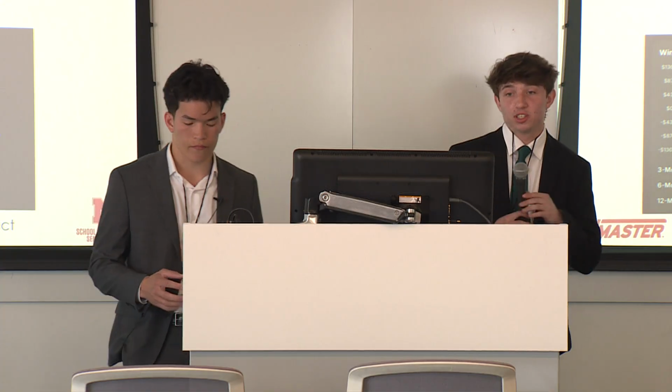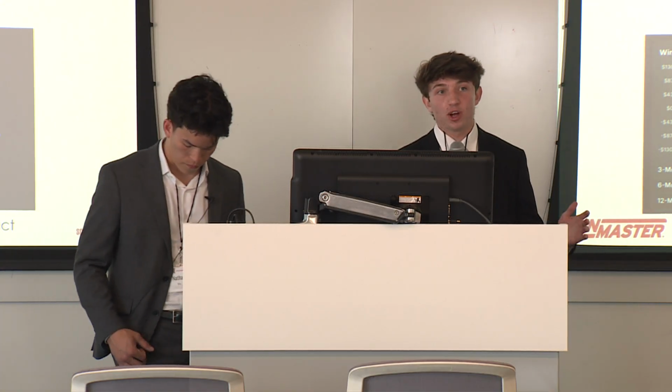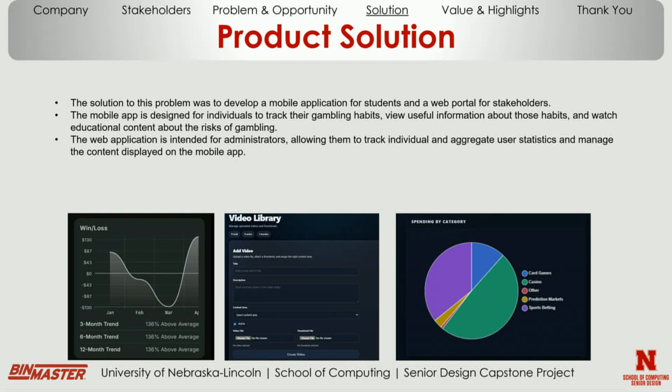Hi, I'm James. The first part of our product solution was to develop a mobile app where users can track their own gambling habits over time and also see information about their usage. Some of the information we tracked was the bets they placed, where they can record the bet amount, how much they won or lost, and the time and date.